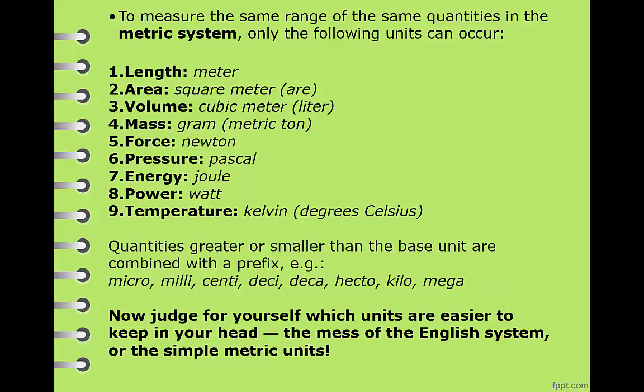Now, those are the base units for any measurement you want to make in the metric system. Much simpler. You only have to remember a few. If you want greater or smaller quantities than those base units, 1 through 9, then what you're going to do is base it on the decimal system, and you're going to combine it with a prefix, such as micro, milli, centi, deci, deca, hecto, kilo, and mega. Okay, so ask yourself, which set of units is going to be easier to remember, because you can't always refer back to a sheet. Do you want to remember that English system, or do you like the metric system? I think if you think about it, you can see why most scientists decided the metric system was the way to go.